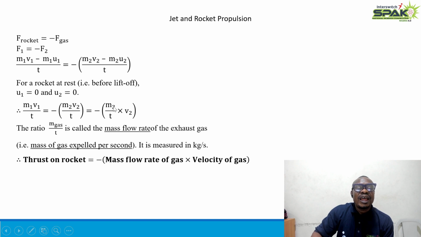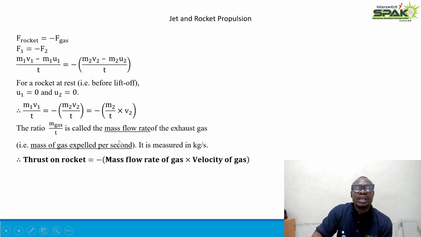Take note, m2 over t of the gas times v2. Now in this expression, m2 over t is given as the mass flow rate of the exhaust gas. Mass of the gas over t, mass per unit time, which is the mass flow rate of the exhaust gas. Take note, that's the gas coming out of the rocket. So that is the mass of gas expelled per second. And what is the unit? Kilogram per second.